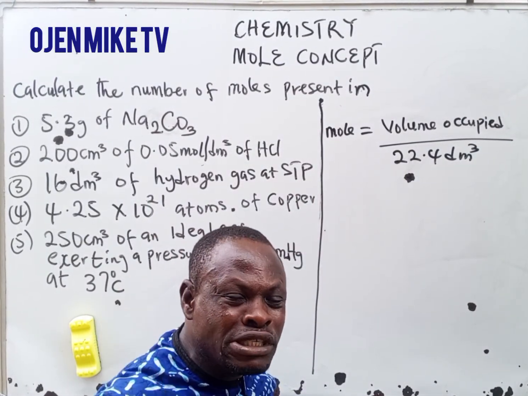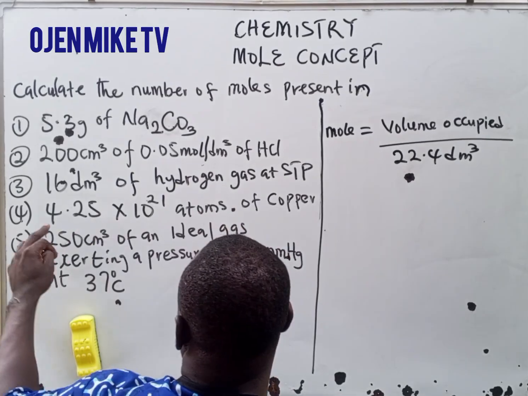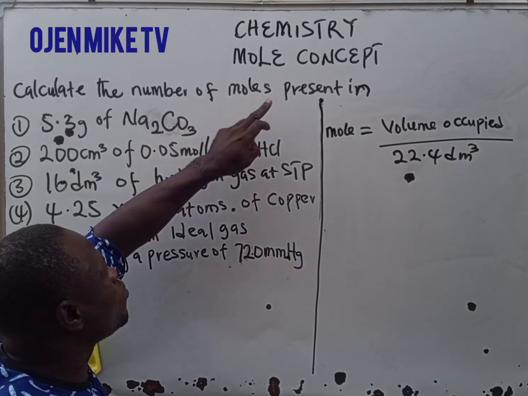So this is when mole is given at STP, standard temperature and pressure. Here, look at 16 dm cubed of hydrogen gas at STP. We are asked to calculate what?